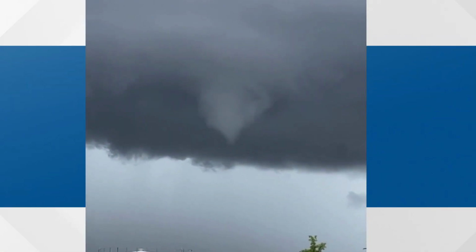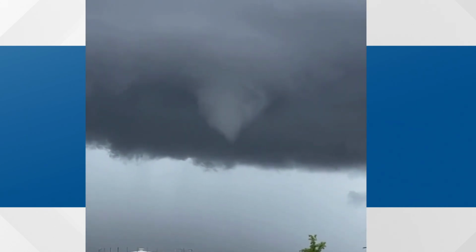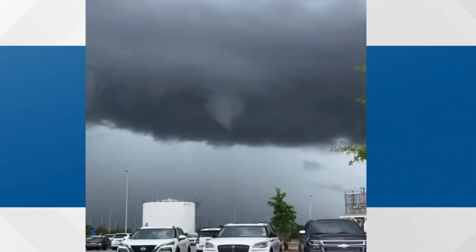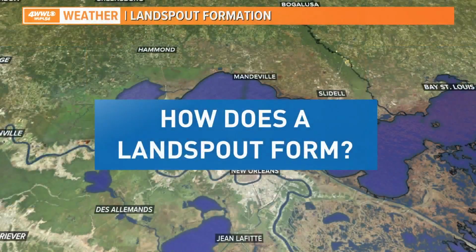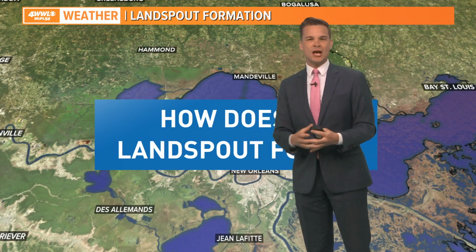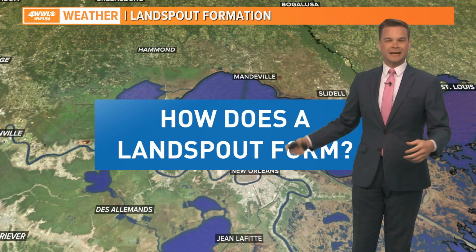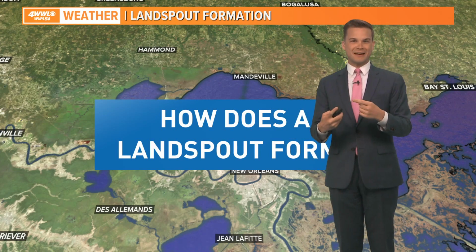Now, this is the video of the actual funnel. This was from a friend as he got off the plane at MSY, and you could see the funnel there. You could see it spinning down. But the difference between a landspout and a tornado is how it develops. A landspout actually starts from the ground, whereas a tornado starts from the cloud and the rotation of the storm. The landspout starts from rotation happening at the ground.